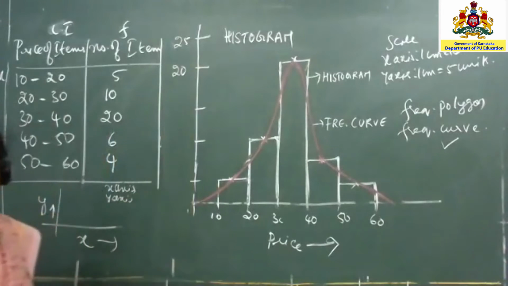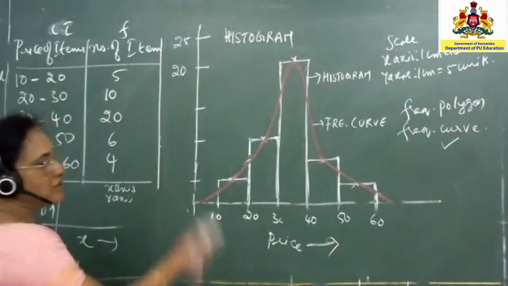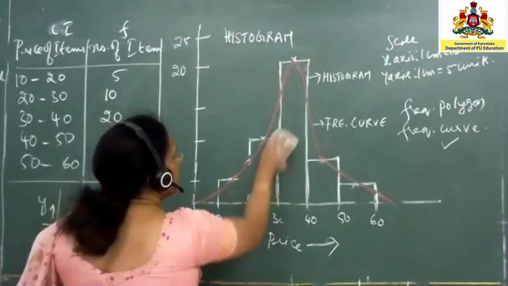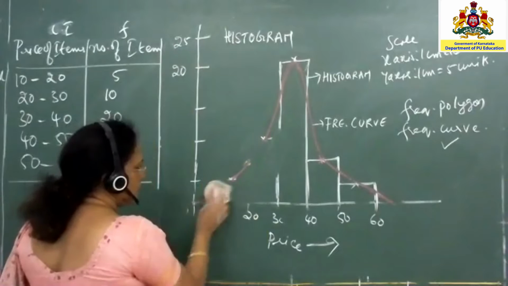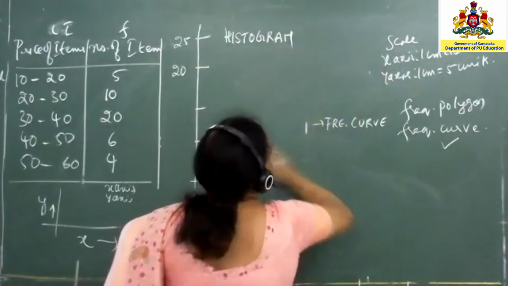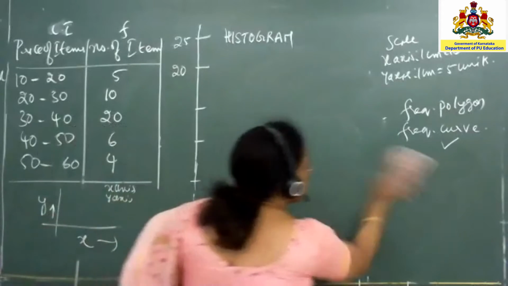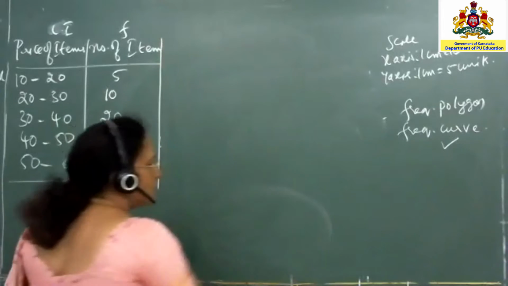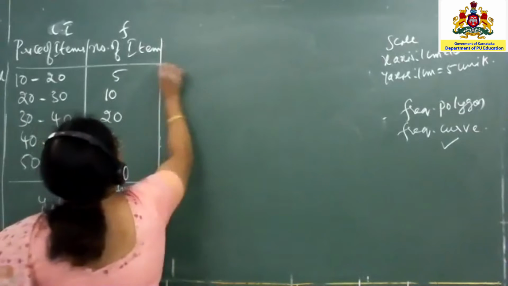Many a times you can draw the frequency polygon and frequency curve even without drawing the histogram. Just try to imagine that there is no histogram. So, without histogram, also you can draw the frequency polygon and frequency curve.